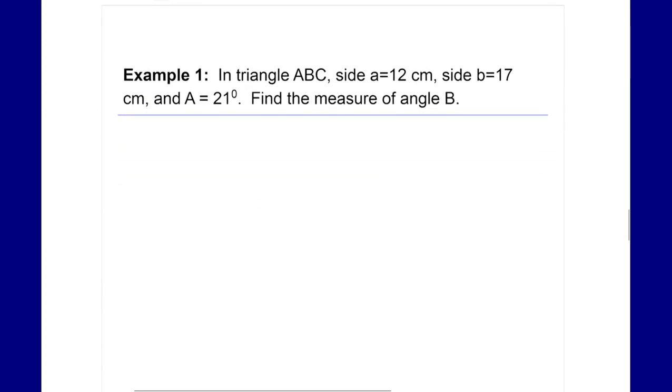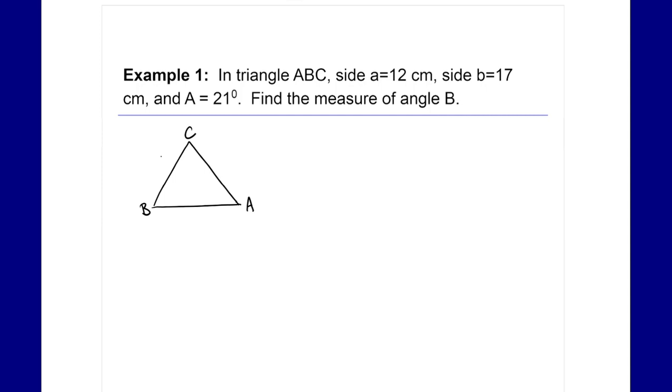Let's go through an example. Example 1: in triangle ABC, side a is equal to 12, side b is equal to 17, and angle A is equal to 21 degrees. We want to find the measure of angle B. There are going to be two scenarios. I'm going to draw my triangle out, starting with the first one. Because our calculator usually gives us the acute angle anyway, we're going to assume that's the first scenario. It doesn't really matter how we label it, but it does help if we're given the two sides and we look for this angle B.